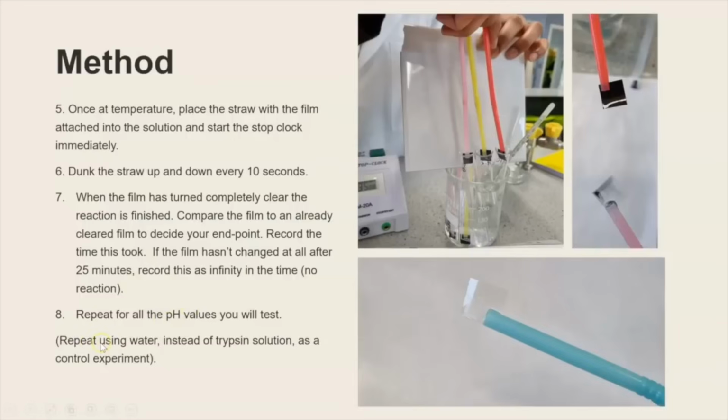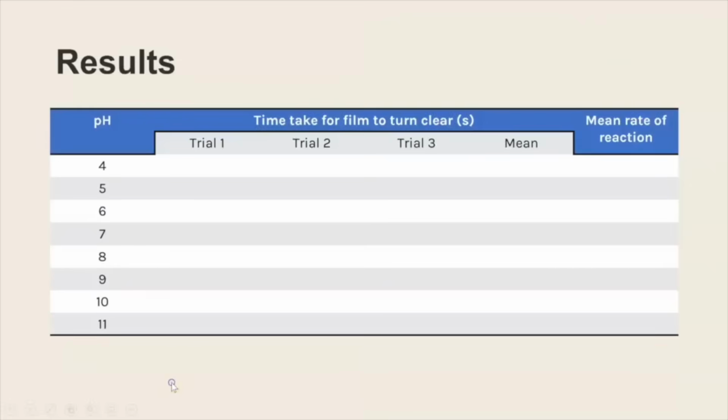You should also repeat using water instead of trypsin in one test tube to use as a control experiment. And that way you can prove it isn't anything about the temperature or the buffer itself, the pH alone, which is causing the change in colour and therefore the gelatin to digest.